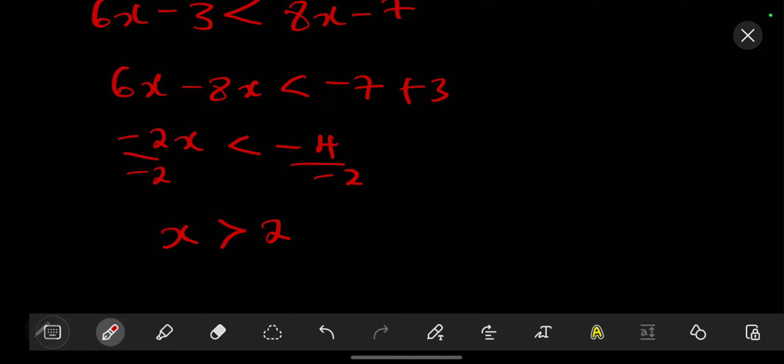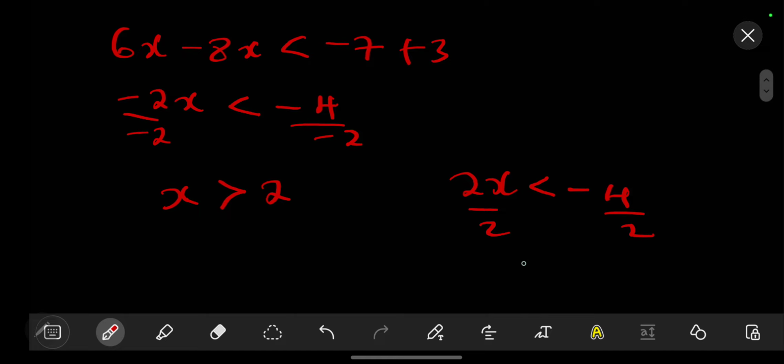Each and every time you multiply an inequality by a negative or divide an inequality by a negative, the sign changes. But if you have, let's say, 2x should be less than a negative number such as -4, when you divide this, the sign does not change. It only changes when you divide by a negative value or multiply by a negative value. So this one, the sign will just be the same unless you're dividing by a negative.